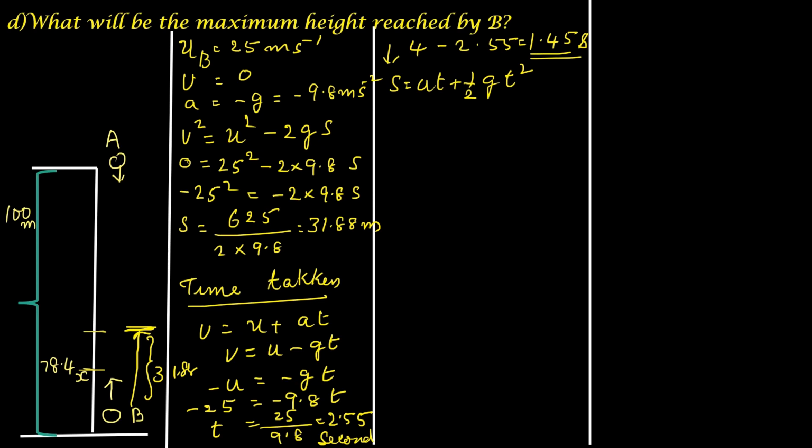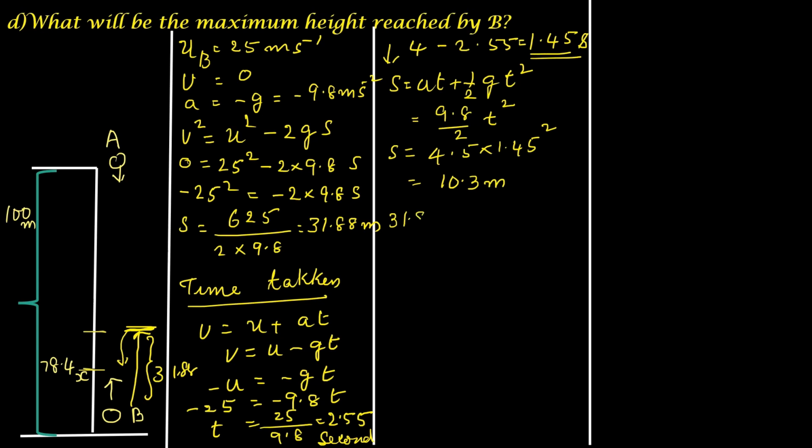So ut becomes 0. So S is equal to half into 9.8 into t square, which is equal to 9.8 divided by 2 into t square, that is 4.9 into t square. Substituting the value of time 1.45 second, we get 4.9 into 1.45 square. That will be equal to 10.3 meter.